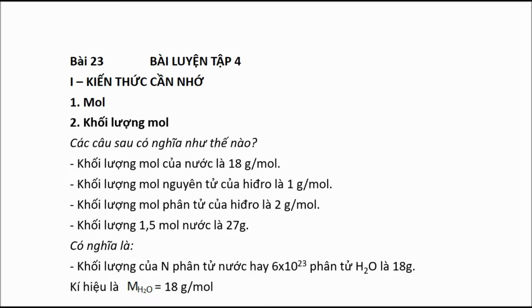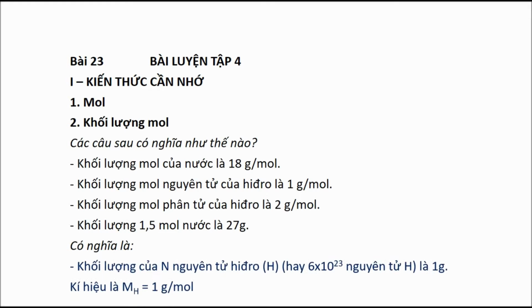Their meanings. The mass of n molecules of water, or 6 times 10 to the power of 23 molecules of water, is 18 grams, denoted as M H2O equals 18 grams per mole. The mass of n atoms of hydrogen H, or 6 times 10 to the power of 23 atoms of H, is 1 gram, denoted as mH equals 1 gram per mole.